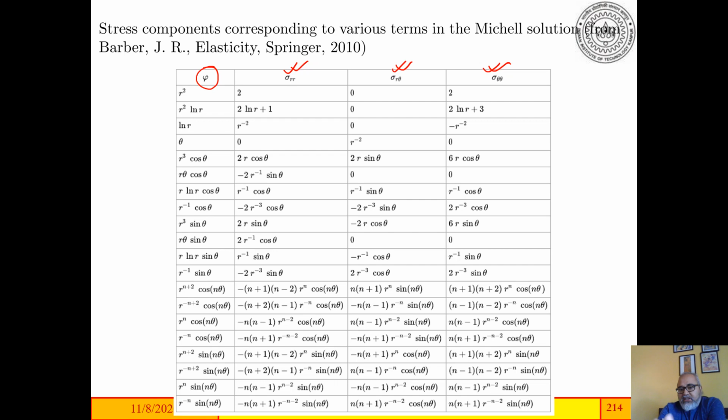Okay, so this is the solution made easy for you, and this is going to help us solve problems, which we will do in the next lecture.